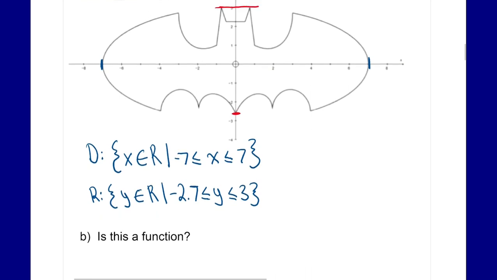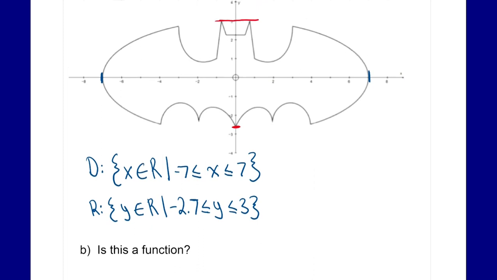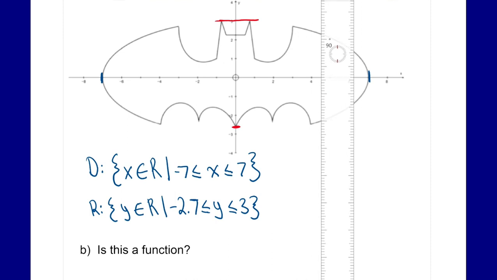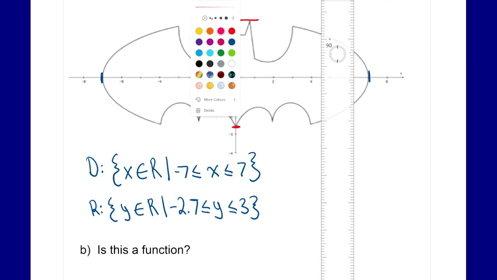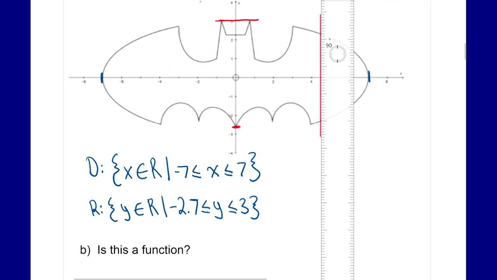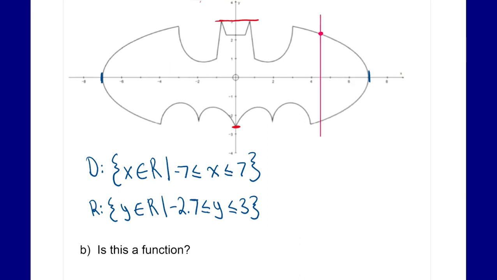Now the next question is, is this a function? In this case, because we have a visual or a graph, we can go through and do our vertical line test. Realistically, in this case, I only have to do one. I'm going to draw my vertical line. You can see that it touches twice, so that means it is not a function. So no, it is not a function.